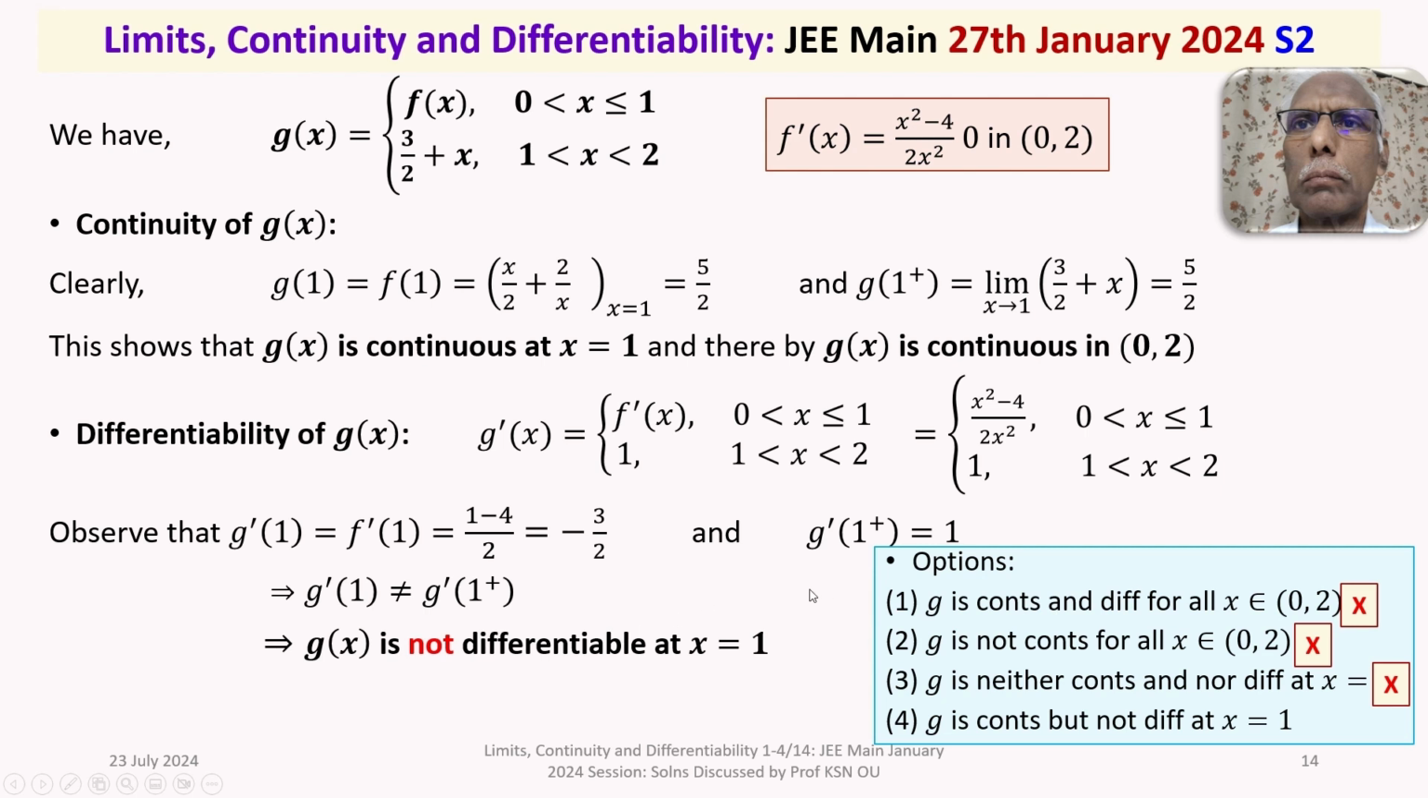And now, what are the properties? g of x is continuous at x equal to 1 and g of x is not differentiable at x equal to 1. So option 4, g is continuous but not differentiable at x equal to 1, is the correct option. So option 4 is true. So that is the detailed discussion. The answer to this question is option 4. And that is the detailed discussion of this problem.